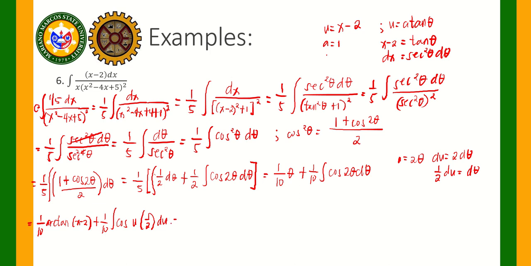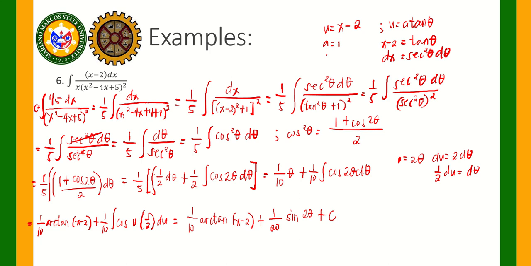So, let's proceed. This will be equal to 1 over 10 arctan(x minus 2) plus 1 over 10, isolating the constant 1 half and multiplying by 1 over 10, that is equal to 1 over 20. And then cosine u, the integral of cosine u du is sine u. And what is u? Let's substitute back 2 theta. So, sine 2 theta plus c.